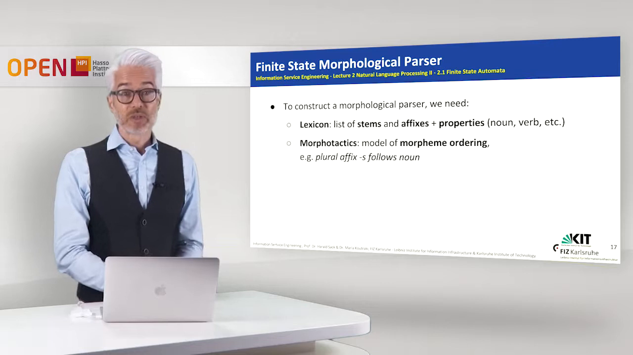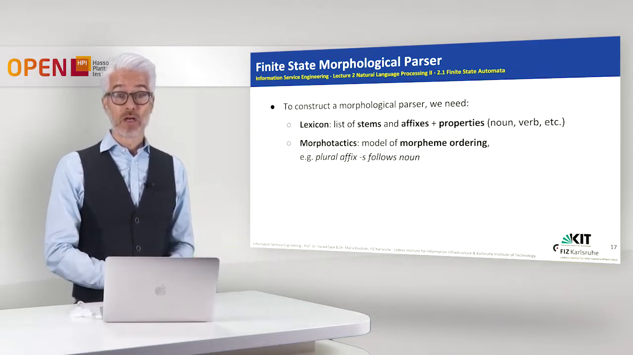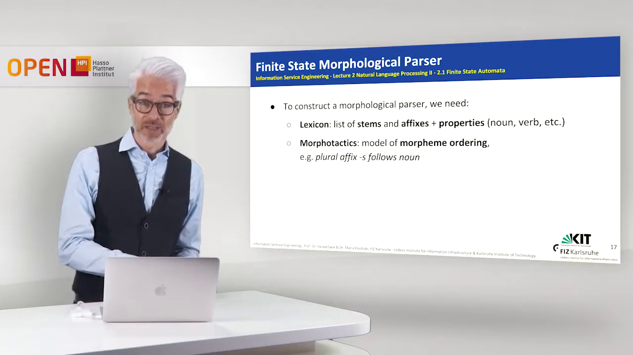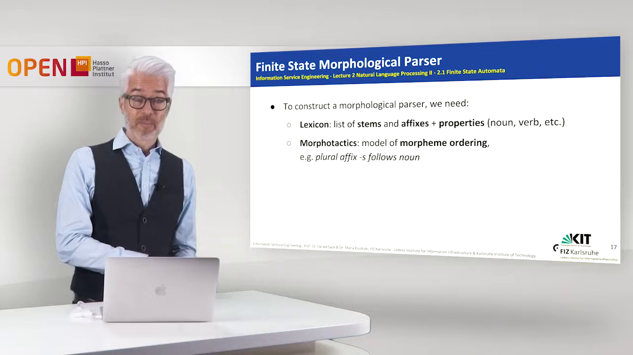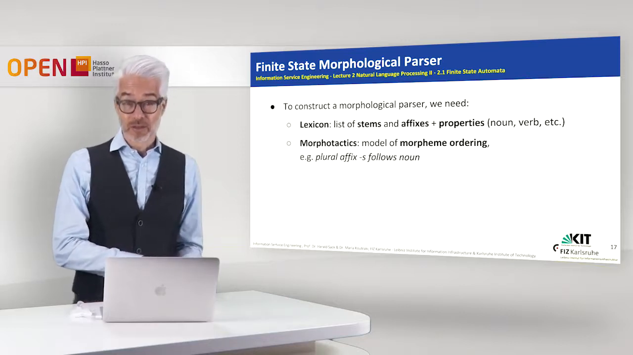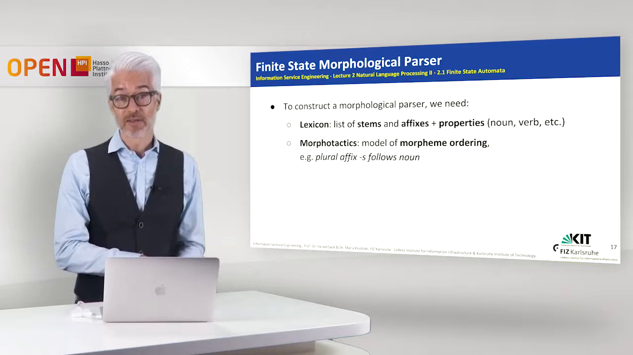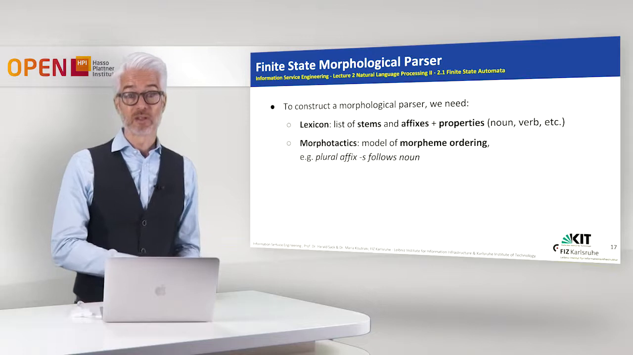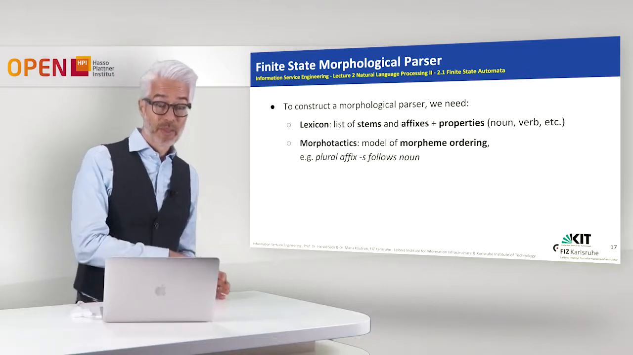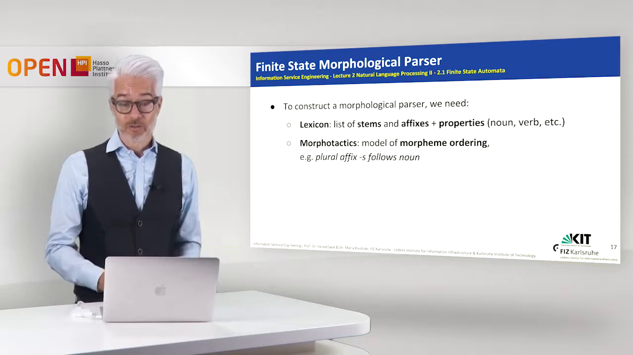Moreover, we need something which is called morphotactics. What is that? Morphotactics is a model of the morpheme ordering. This means, for example, that a plural S usually follows a noun. The sequence there is noun, and then we have the plural affix S to declare that this is a plural. So you have an ordering, first the stem, then the suffix for the plural. This is called morphotactics.